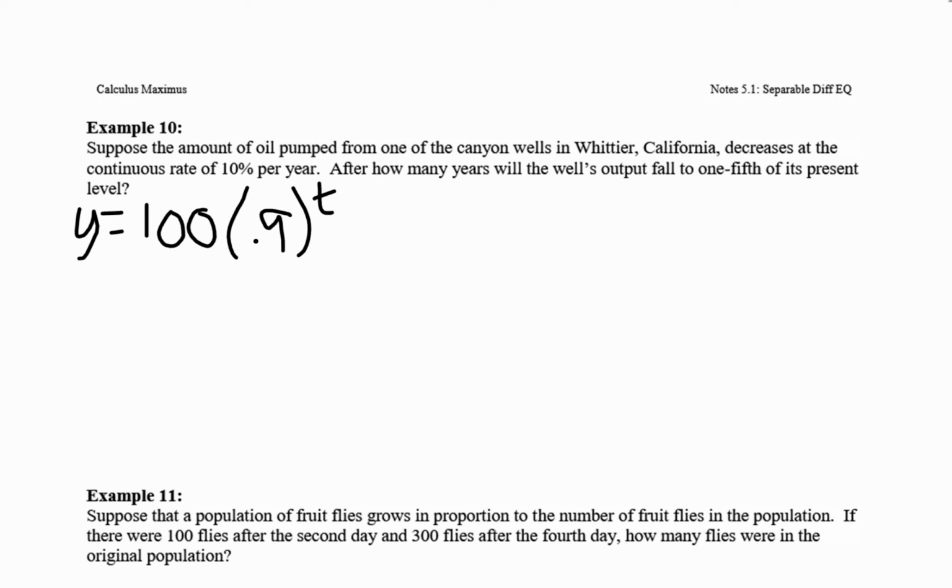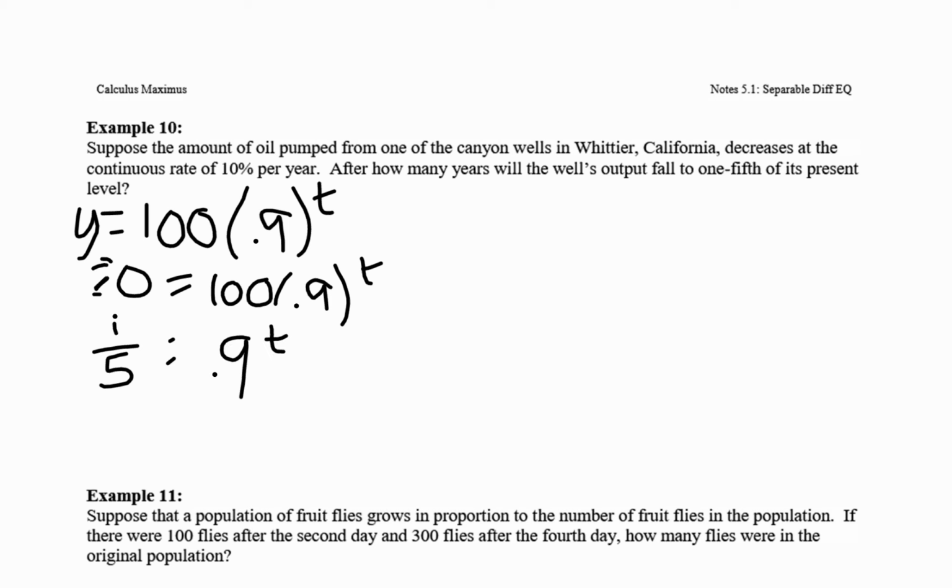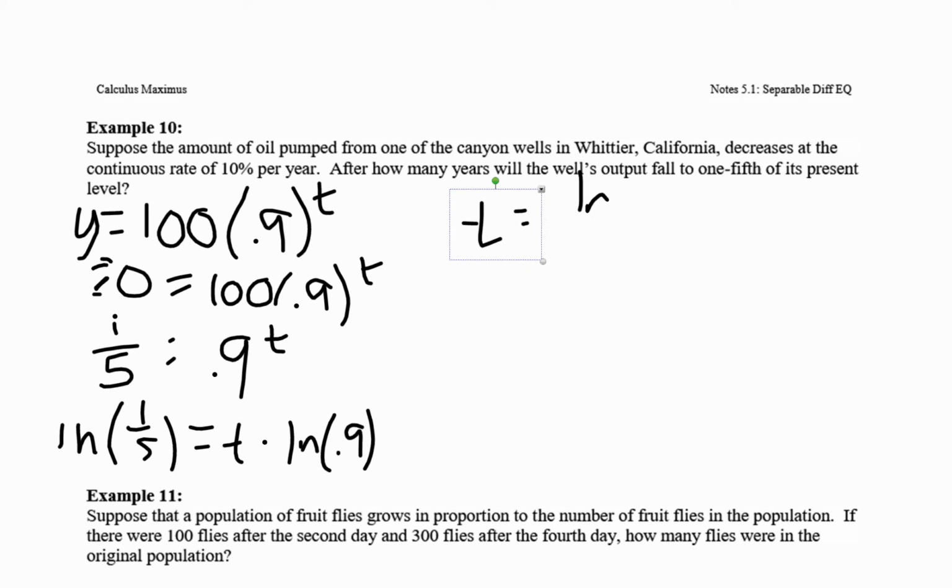We need the output to fall to 1/5 of that. So 1/5 of 100 would be 20. Or we could solve it like that. 1/5 equals 0.9 to the t. ln of 1/5 equals t times ln of 0.9. So t equals ln of 1/5 over ln of 0.9 years.